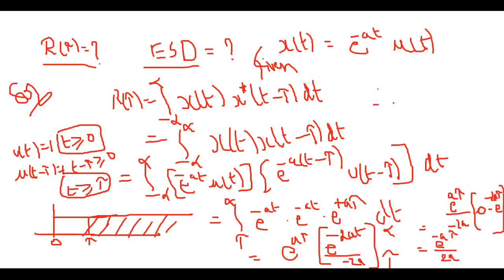Therefore, r of tau, the autocorrelation function r of tau for the given signal e power minus at mu of t, is e power minus a tau by 2a. Got it, my dear students? Now another one: the first one we found the autocorrelation function, and the second one you have to find the energy spectral density.